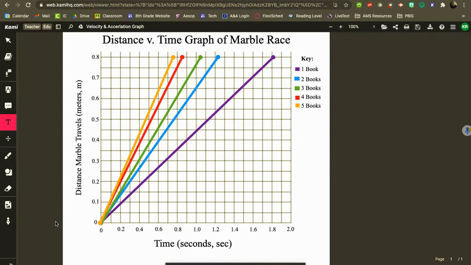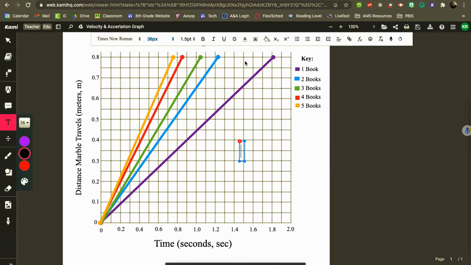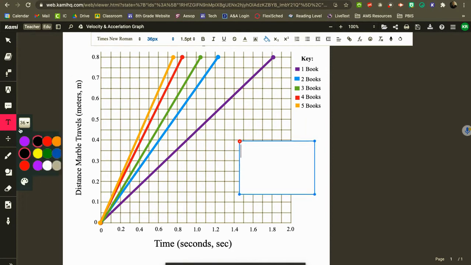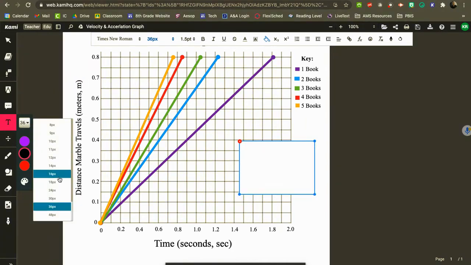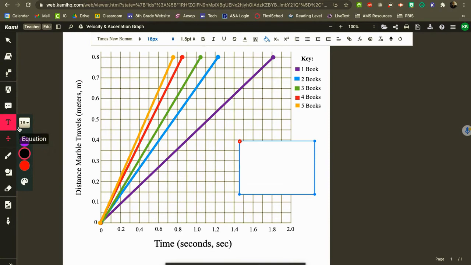Okay, so the next thing that we're going to be talking about is how do you actually calculate velocity on these things? So I'm going to make a quick text box over on this side here, and I'm going to put a backfill in. I'm going to make it bigger, but I'm going to make this font smaller. So the way that we calculate velocity is equal to distance divided by time.